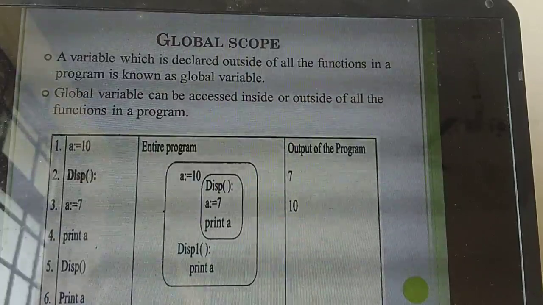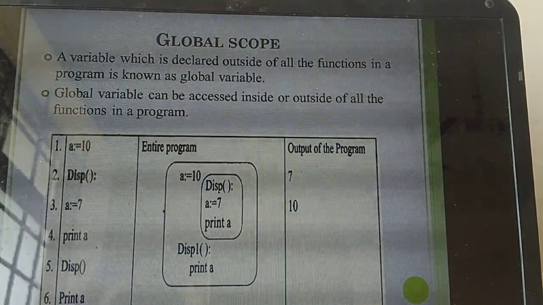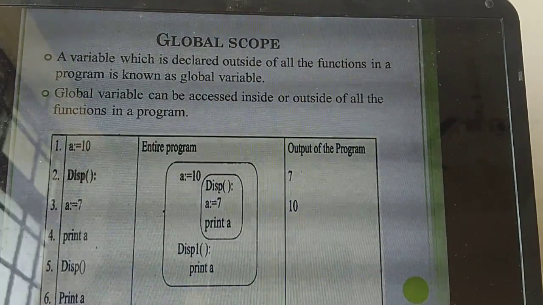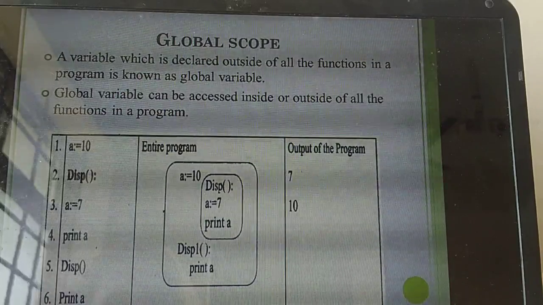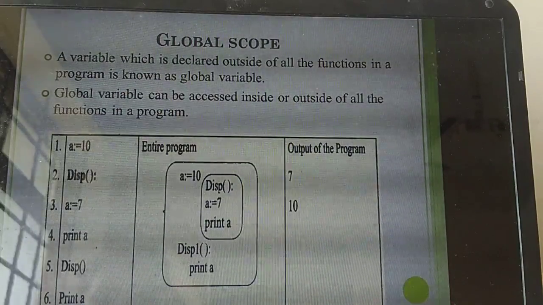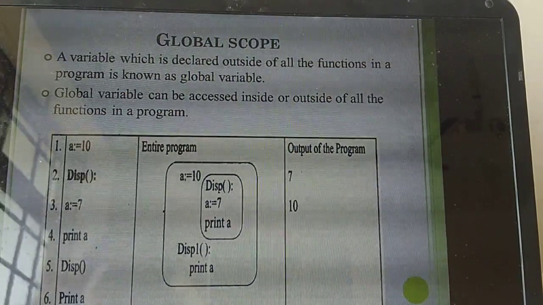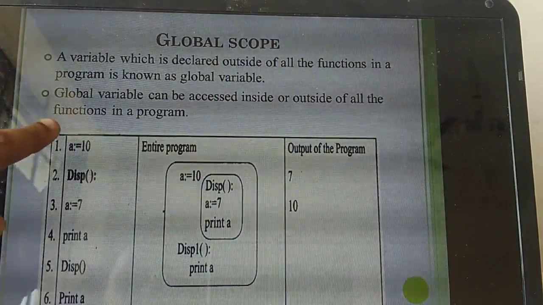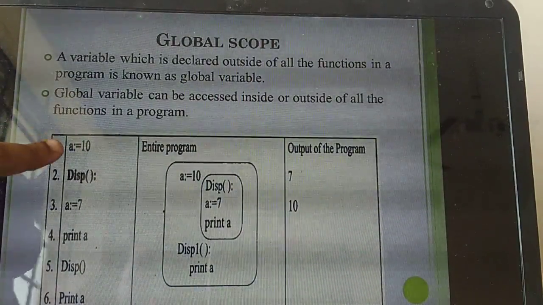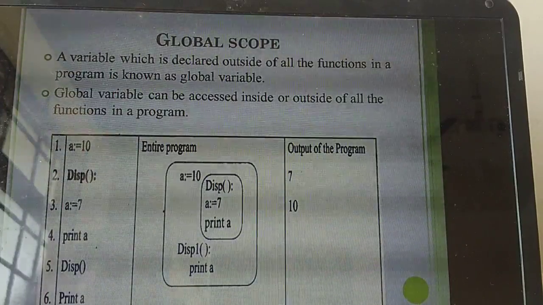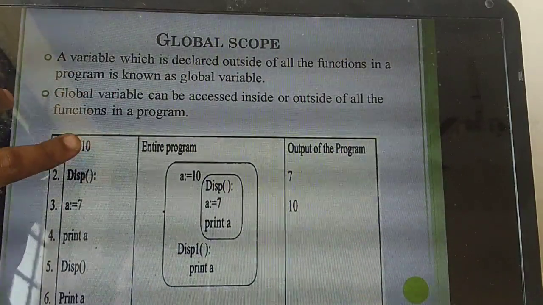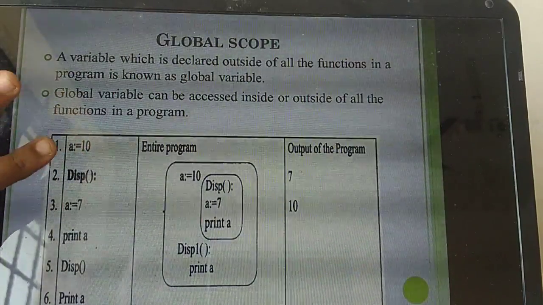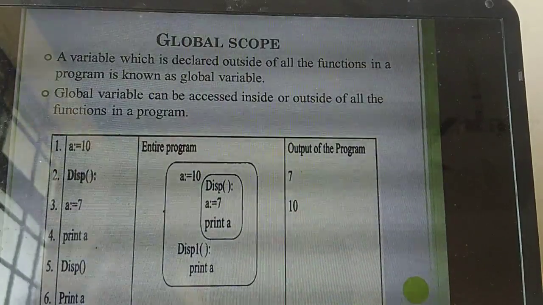You said 2 points. What are they? The variable is declared outside the function, and also you can access the variable inside as well as outside the function. That is called which scope? Global scope. Understand? See the program. First I have declared the variable A, binding the value of A as 10. Whether I have given this value outside of the function or inside of the function.